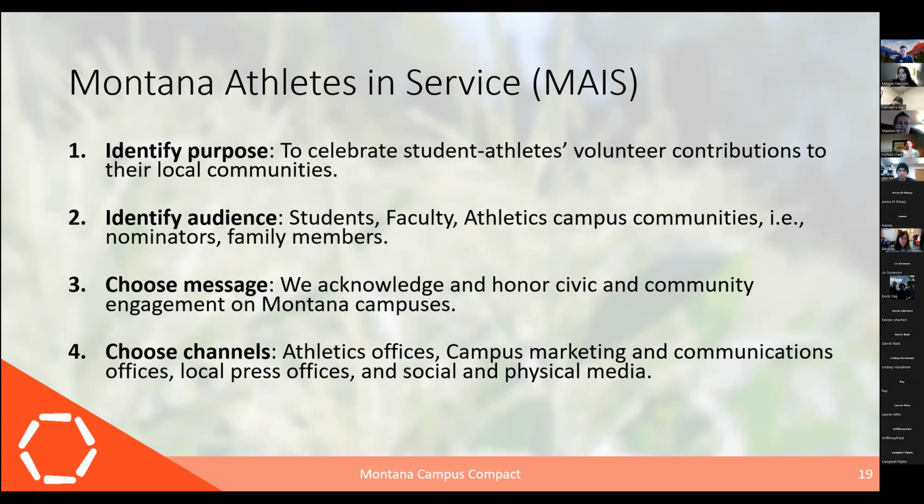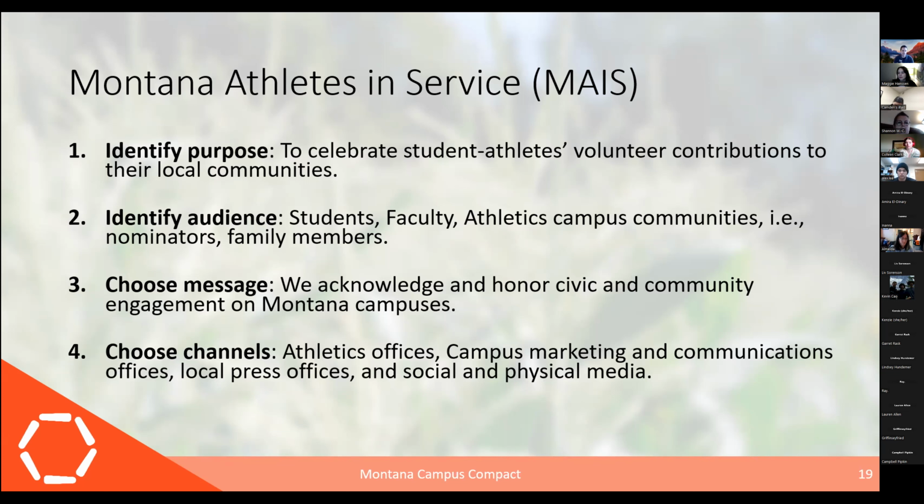Look for newspapers. Look for digital platforms that focus on where you are, and they really want this stuff. And then as I said before, kind of social, and there's also physical media too. So you need to make a decision.